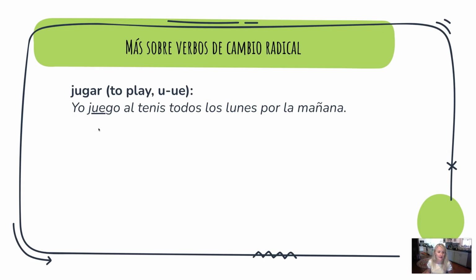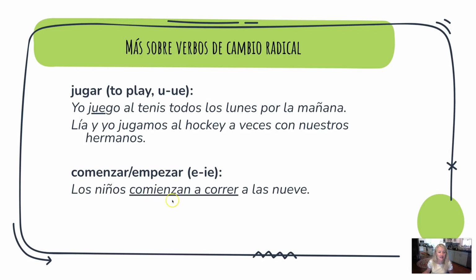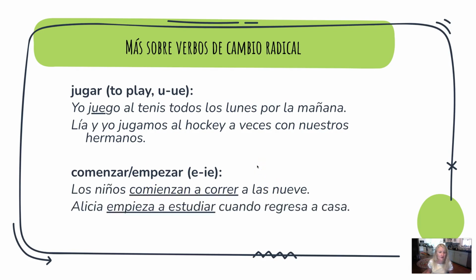Yo juego al tenis. But then, of course, just like the others, no stem change for the nosotros form. Lia y yo jugamos al hockey. Okay? And I also briefly mentioned as I introduced the vocabulary that both comenzar and empezar, they're both E to IE stem changers, and they both mean to begin or to commence. Okay? Bien, so los niños comienzan a correr a las 9, or Alicia empieza a estudiar.